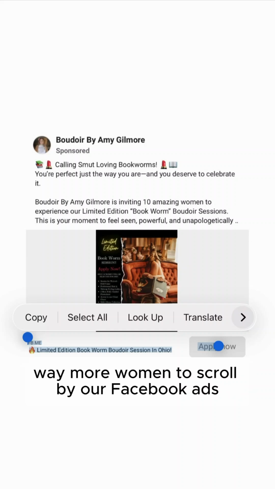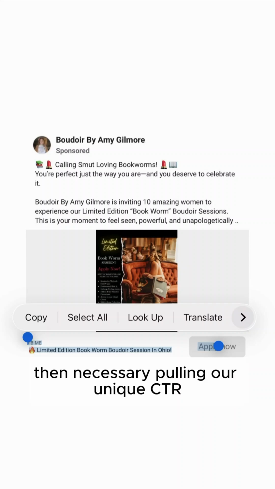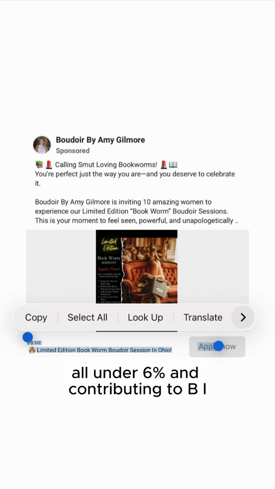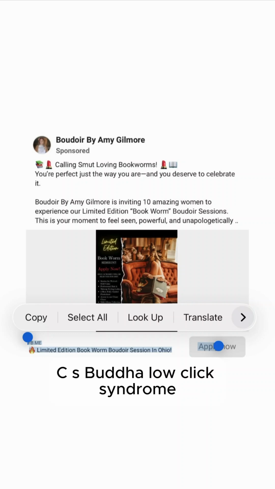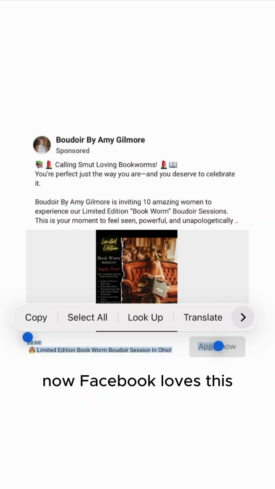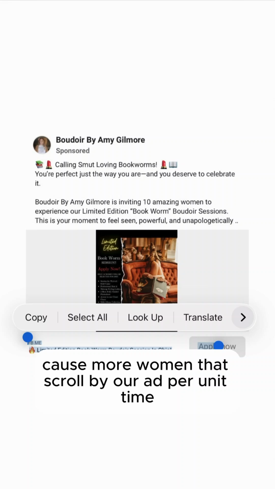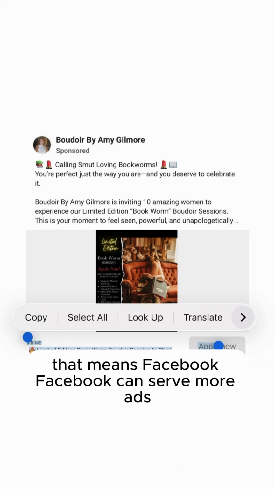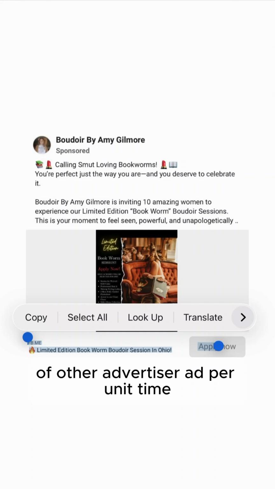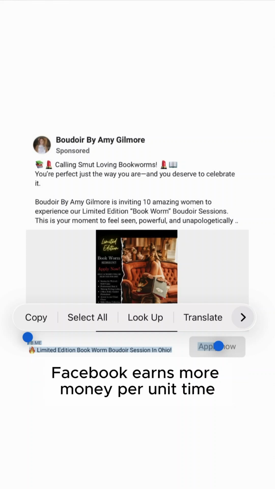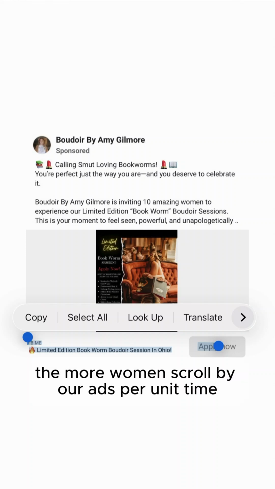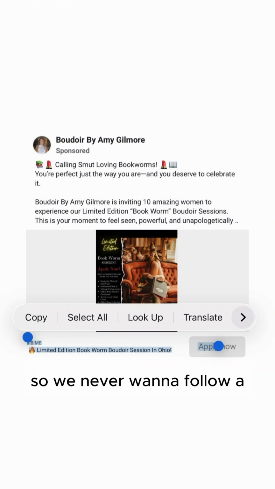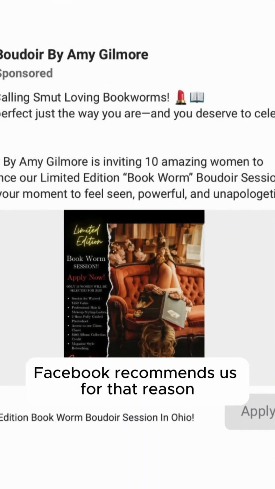It causes way more women to scroll by our Facebook ads than necessary, pulling our unique CTR under 6% and contributing to BLCS, Boudoir low click syndrome. Now, Facebook loves this because the more women that scroll by our ad per unit time, that means Facebook can serve more ads, more impressions of other advertisers' ads per unit time. Facebook earns more money per unit time the more women scroll by our ads. So we never want to follow what Facebook recommends for that reason.